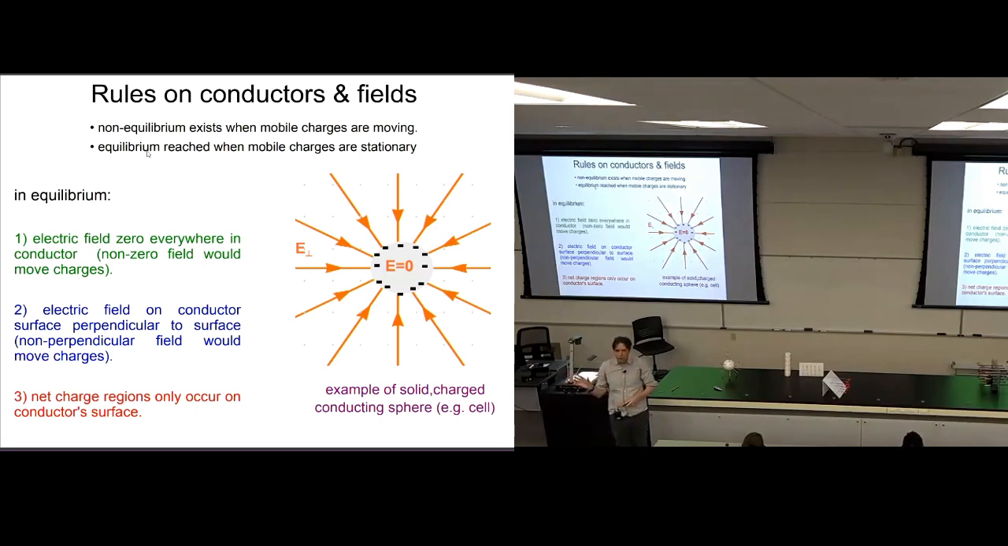So these are rules for conductors. They don't apply to insulators. In insulators, you can have electrical fields within the volume. That's perfectly fine. You can have charges inside the volume. That's perfectly fine, because in insulators, those charges can't move around. So fields can exist in the insulator, and charges can exist inside the body of the insulator. Okay.